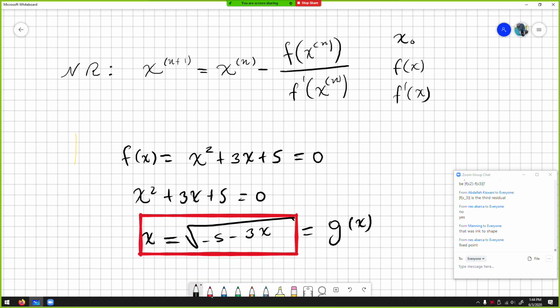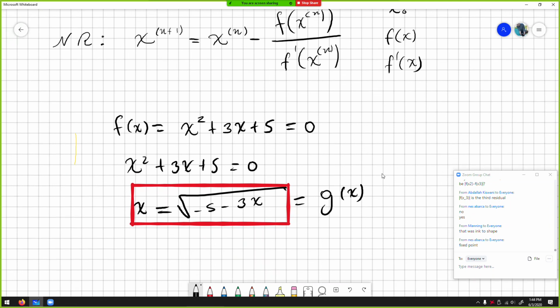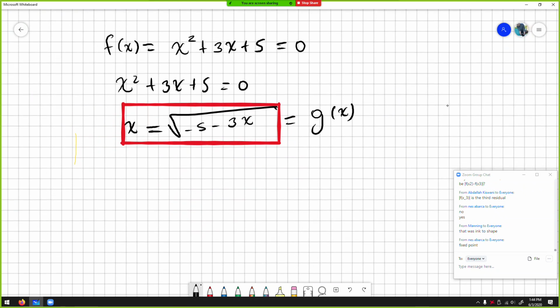I believe there is a question on the exam like that, where it gives you a function like this and it asks, what will be the form of iterating. So you set it equal to 0 and you solve for x. You move everything to one side and you create a new one.